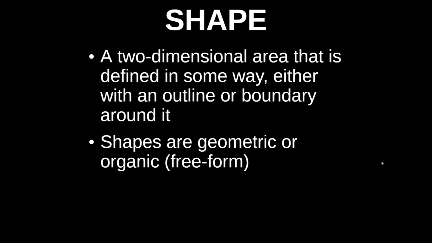What is a shape? A shape is a two-dimensional area that's defined in some way, either with an outline or a boundary around it. Shapes come in two varieties. They can be geometric or organic. I'm going to substitute natural or free form for organic as well throughout this little lecture here.